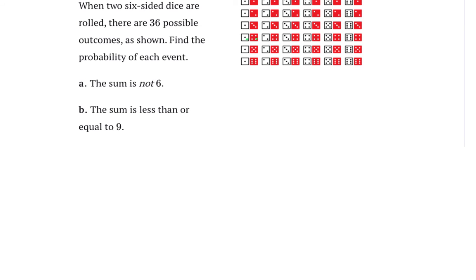Well, what I need to know is, when is the sum 6? And let me circle those. So I could have a 1 and a 5, a 2 and a 4, a 3 and a 3, a 4 and a 2, or a 5 and a 1. The probability that the sum is 6 would be 1, 2, 3, 4, 5 out of 36.